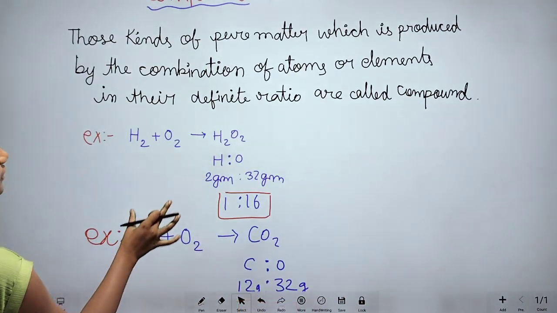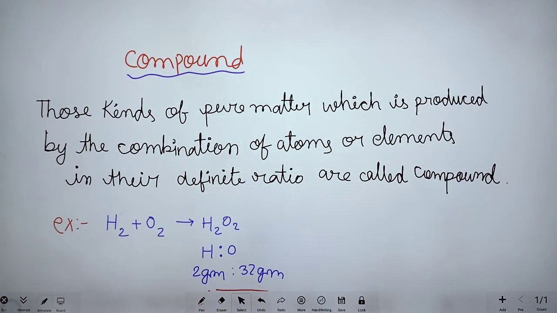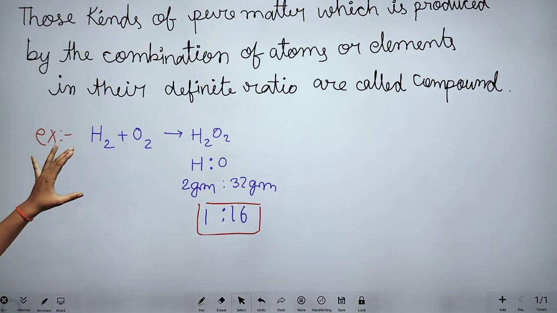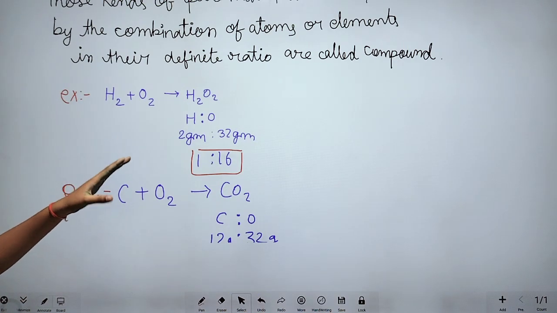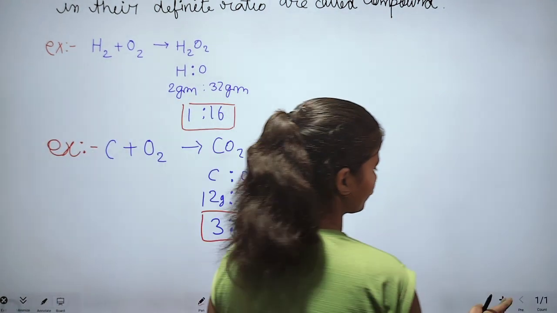And now what is the definition of a compound? Those kinds of pure substance which are produced by a combination of atoms, or you can also say elements, in their definite ratio. This one is 1:16 and this ratio is 3:8. Definite ratio, these are called compounds. So I hope you understand what a compound is. Now move further.